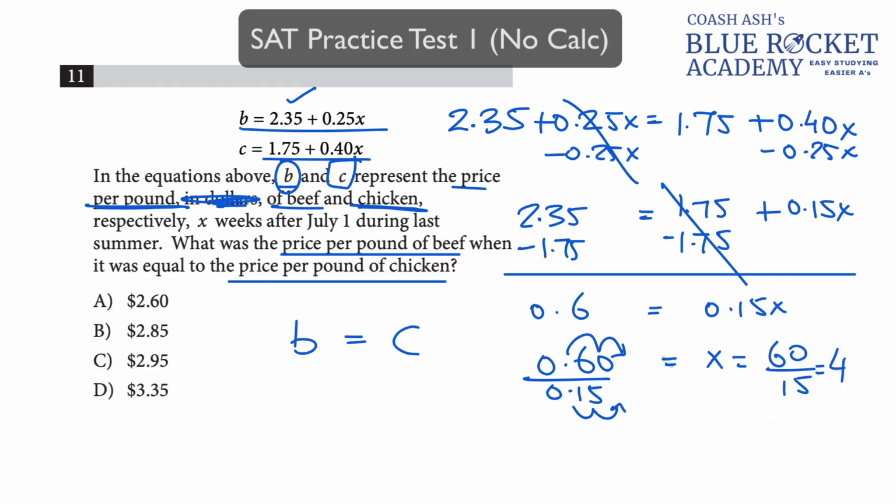So x is equal to 4, and they're asking us to plug this inside and find the value of b. So when you find the value of b, you get 2.35 plus 0.25 times 4. What is 0.25 times 4? Remember, 0.25 is like a quarter. What is 4 quarters? 4 quarters gives you 1. So this gives you 1. So 2.35 plus 1 gives you the value of 3.35. And so this is your answer.